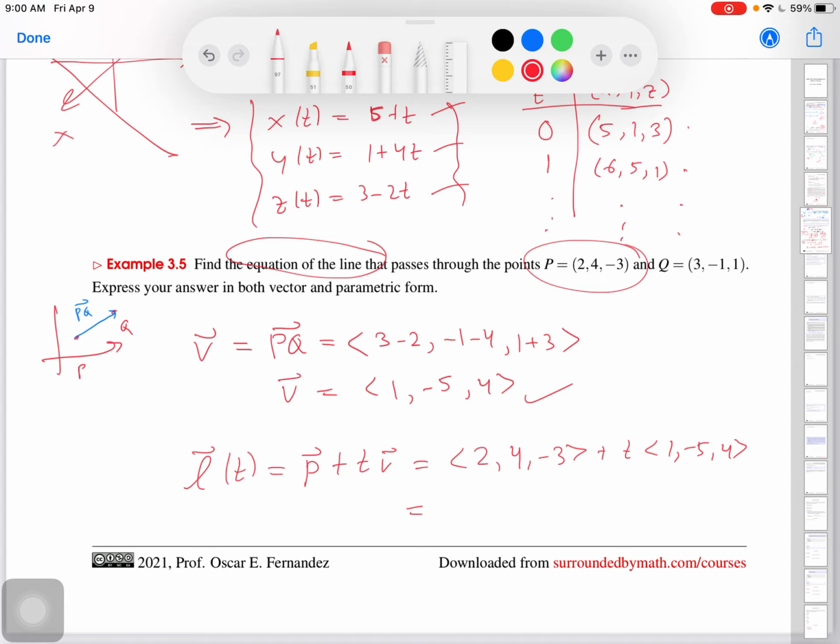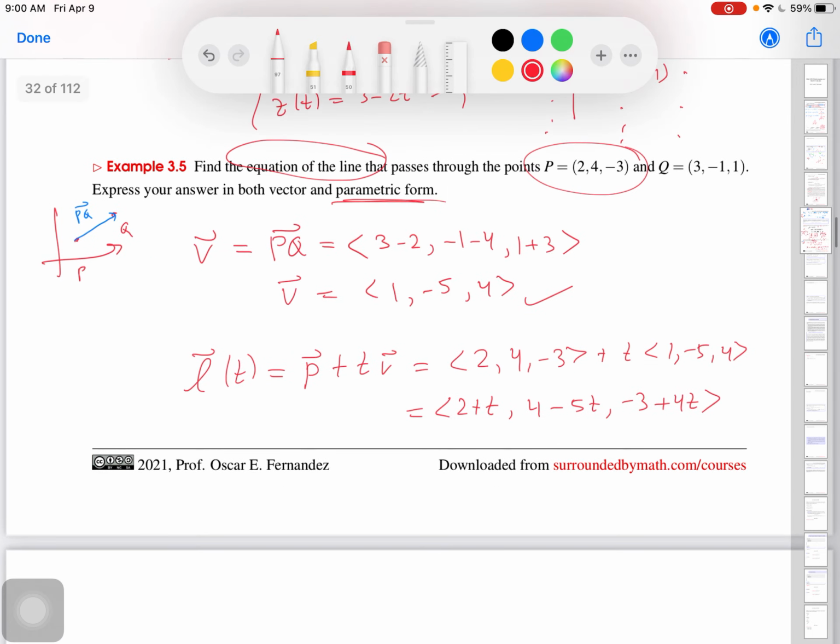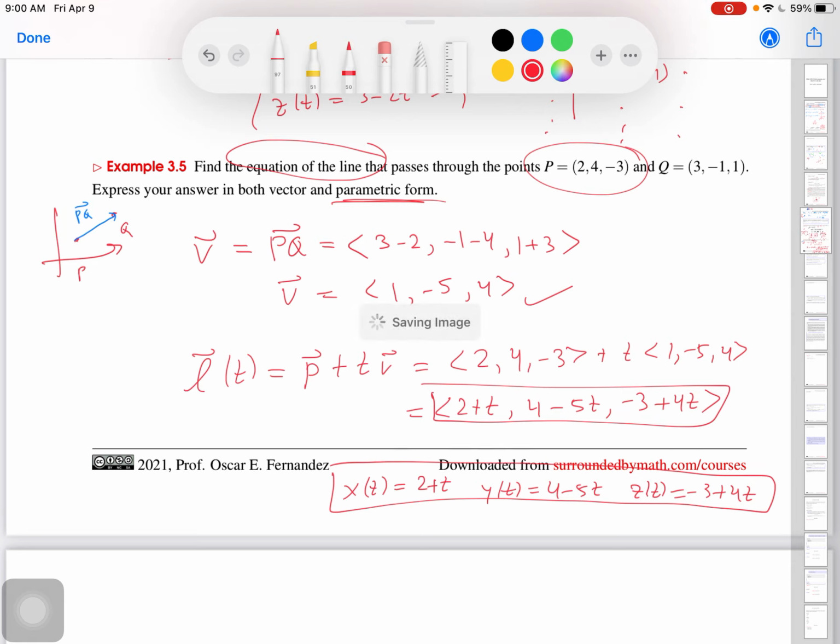And I asked for the parametric form also. So all we do to get that is combine the two vectors to then extract from that the x, y, and z equations. So I have 2 plus t, and then I have 4 minus 5t, and then I have negative 3 plus 4t. Great, so that's the parametric form of our line, and this is the vector form.